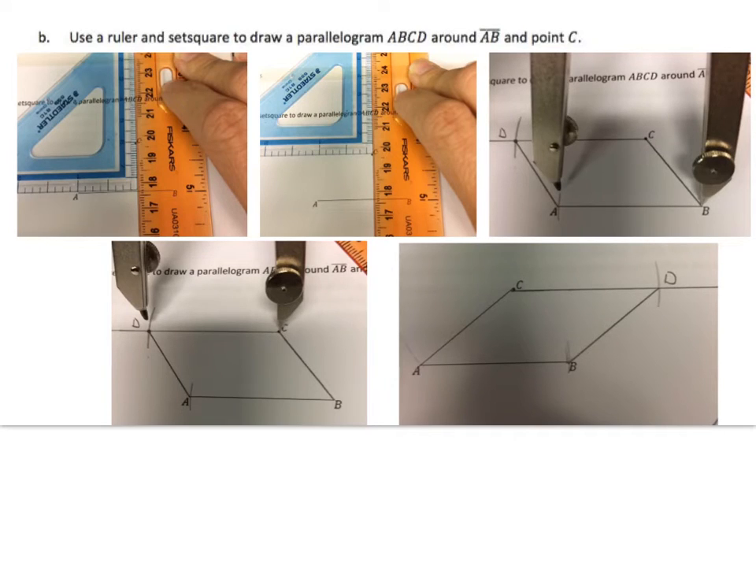Alright, part B of this. So now we have the same type of setup, segment AB and point C. We are going to use a ruler and set square to draw a parallelogram, ABCD, around segment AB and point C. I constructed on the left-hand side this time just to show you that you can put your set square on the left, you can put your set square on the right, doesn't matter to me. So I've got my ruler lined up, and my set square, again, is right along segment AB. And then I can slide it up. Let's do that again. This time maybe with a smaller highlighter.